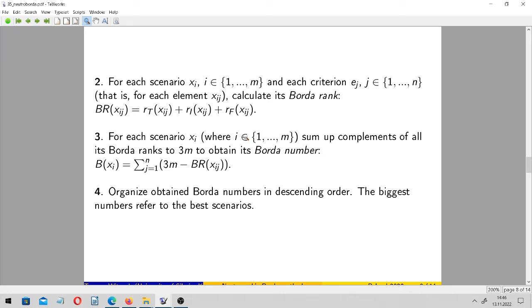And then for each scenario, we sum up the complements of all these Borda ranks with respect to 3m to obtain the final Borda number. To 3m, because in general we have 3 times m possible places, yes? M for truth, M for indeterminacy, and M for falsity. This is slightly more complicated. We will see this on the next page, however. And then we organize the obtained Borda numbers in descending order, and the biggest numbers refer to the best scenarios.